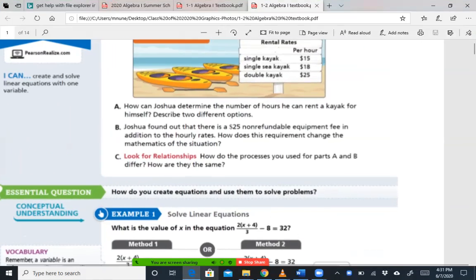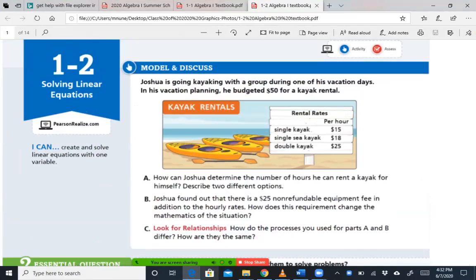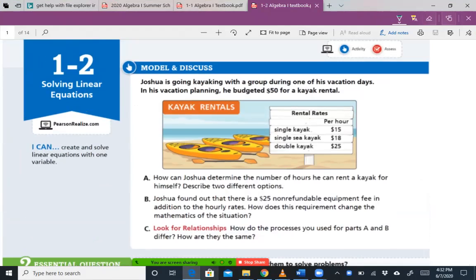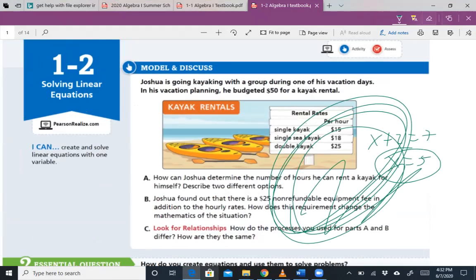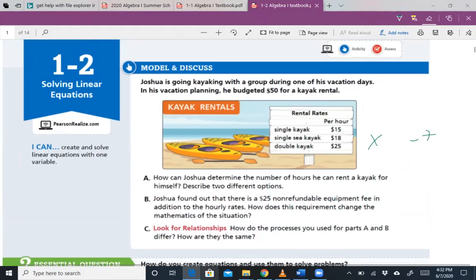Okay, we're in 1-2. This is called solving linear equations. Okay, here's an easy one. X plus 2 equals 7. X equals 5. Why? Because I subtract 2 from both sides. Bing, bang, boom. It's not hard. Okay, so pay attention. Here we go.